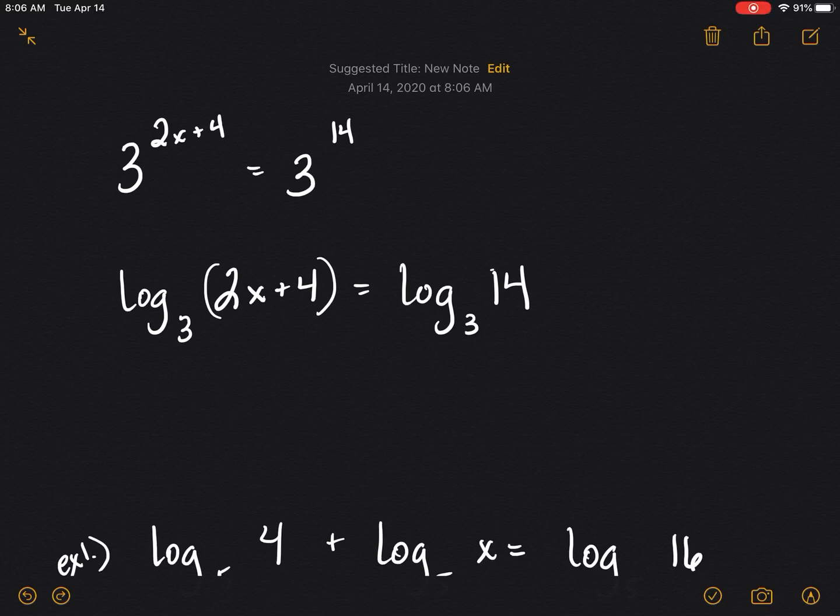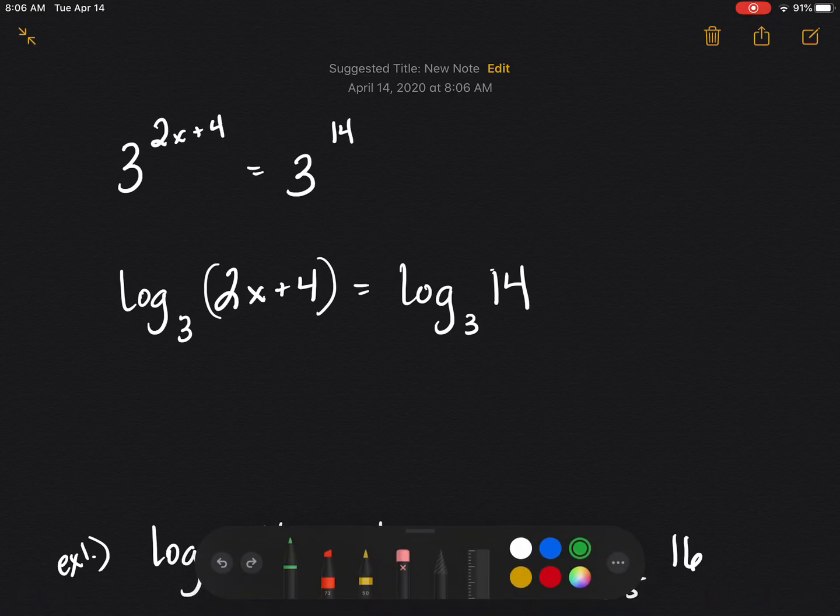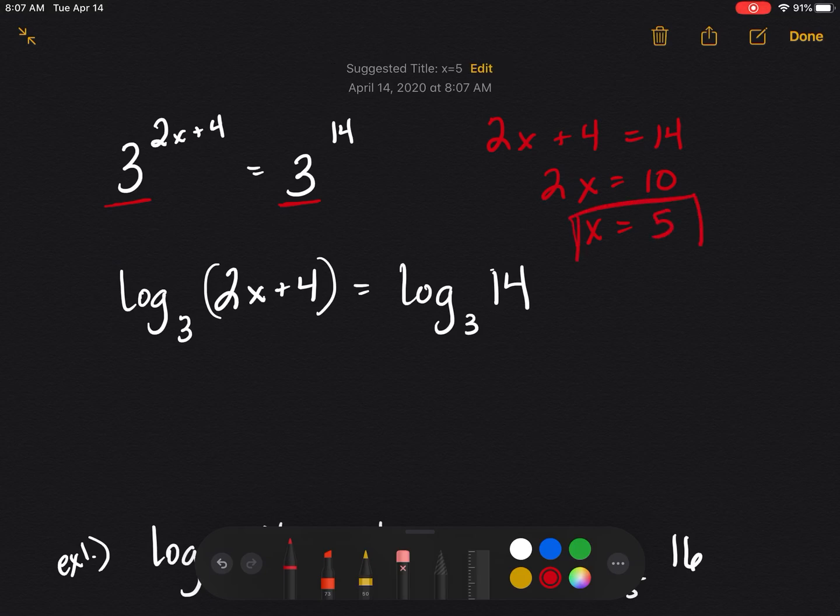You may recall that when we learned how to solve exponential equations, we learned that if the bases were the same, then we can set the exponents equal to each other and solve using our usual methods. Divide both sides by 2 and we get an answer. Well, the same is true for logarithms.